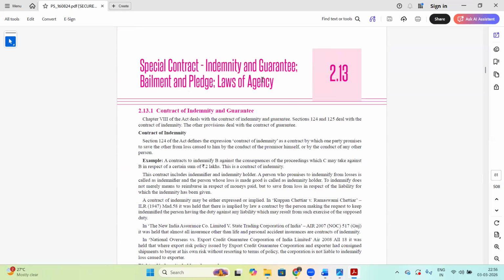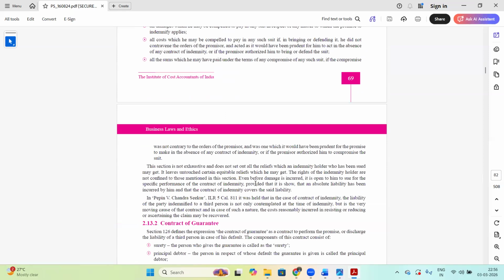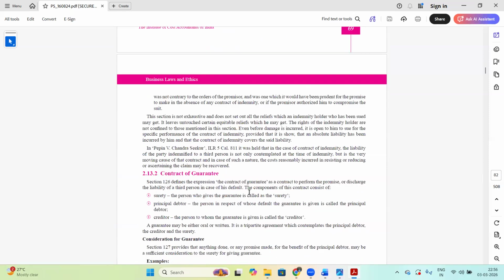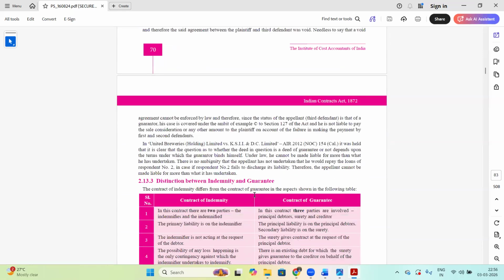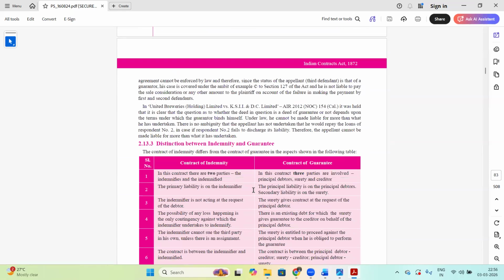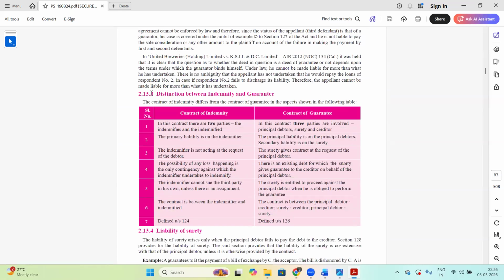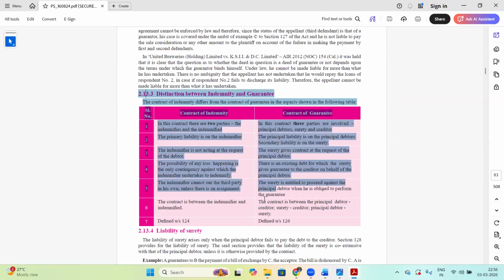Agency. Who is a principal? Who is an agent? What are the rights and responsibilities of an agent and a principal? And the principal shall always be responsible for the acts of the agent, except where the agent works on fraud or purposefully deceives the principal. So, what are the rights and responsibilities of agent and principal? You can go through. Another important question can be the difference between contract of indemnity and contract of guarantee.